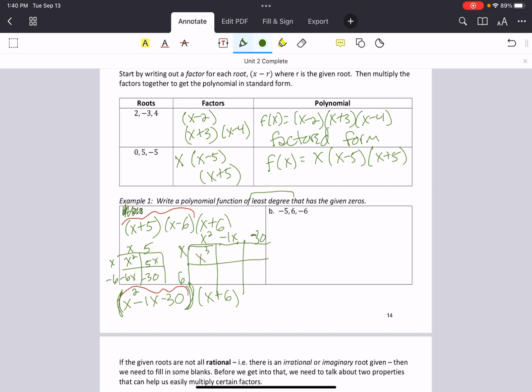So x times x squared, x cubed. Remember, you only change the exponents when you multiply, not when you add. Okay, negative 1x squared, negative 30x, 6x squared, negative 6x. 3 times 6, 18, so negative 180.